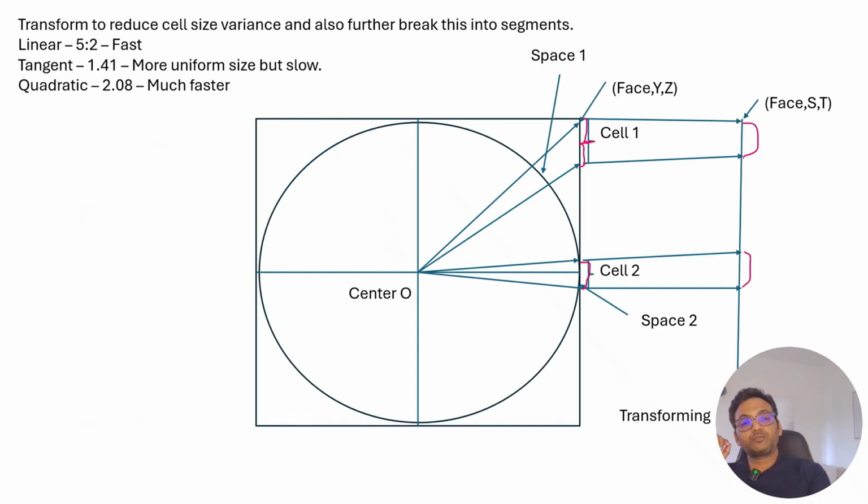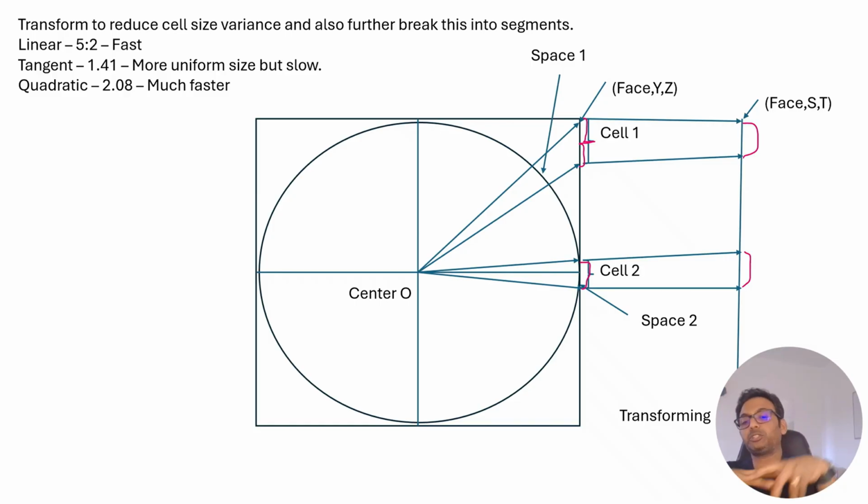For the transformation here, as you can see, corresponding to this face of the cube where we have point x, y and z, I have another line drawn, and that is showing the further transformation of the points onto face s, t. This transformation could be different, or it could be multiple layers of transformation. There are different options. You can do a linear transformation.